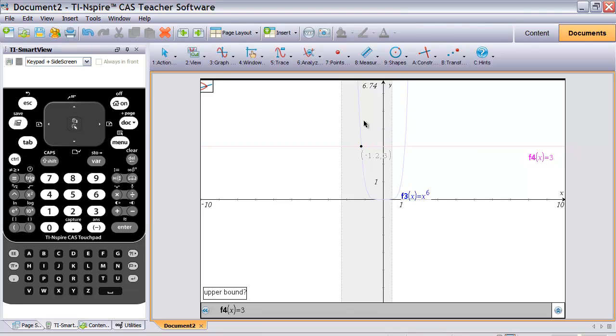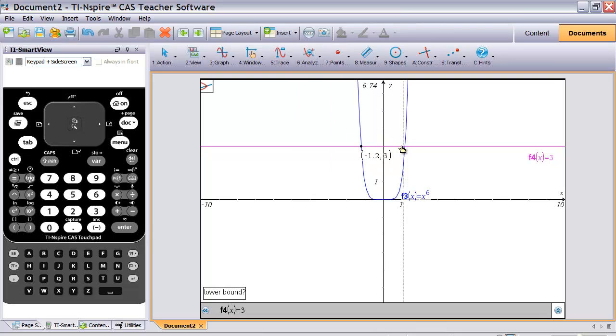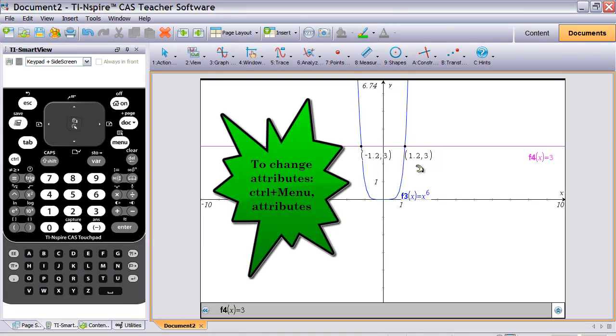So we've got one point at negative 1.23, and let's do it again and find the second point. Exact same thing. Pick a lower bound to the left of it and an upper bound to the right of it, and it will give us that second point. Now, it's not exactly 1.2. That's been rounded off. We could change our attributes on that and see that it's something very close to 1.2. But what we're saying is the sixth roots of 3 are negative 1.2 and 1.2.